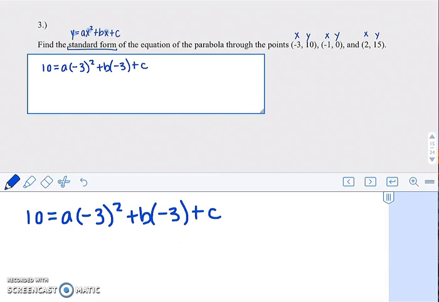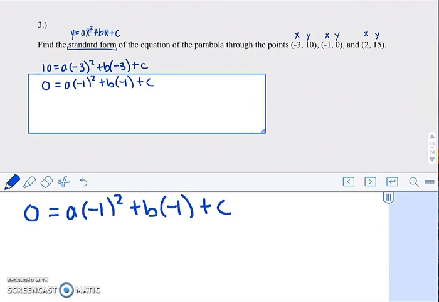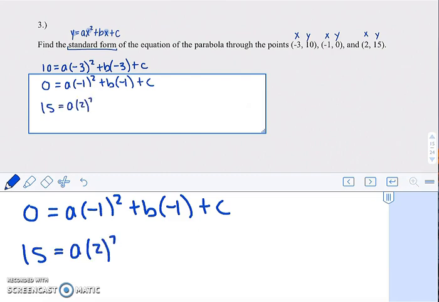Our next ordered pair is negative 1, 0. So we have 0 equals a times negative 1 squared plus b times negative 1 plus c. And then our last ordered pair is 2, 15. So we've got 15 equals a times 2 squared plus b times 2 plus c.